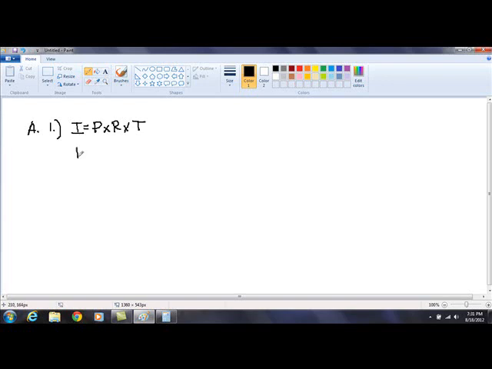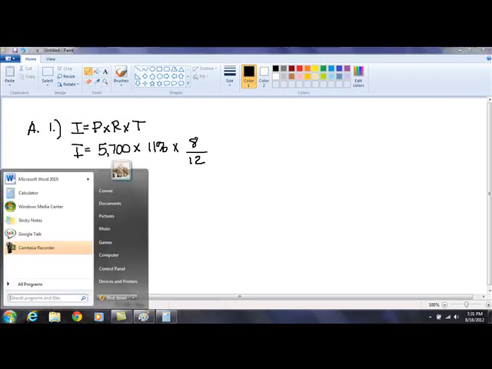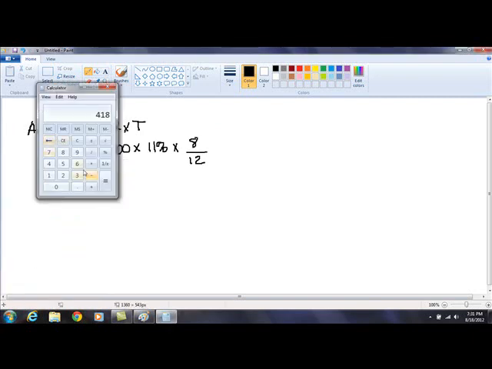I don't know what I is, so I will keep it at I. My P, or principal, is 5,700. My rate is 11%, and my time is 8 months. So I have to put that as 8 out of 12 months. Okay, that's just a simple formula. So all I have to do is press that into my calculator. If I can figure out how to clear it. Okay, there we go.